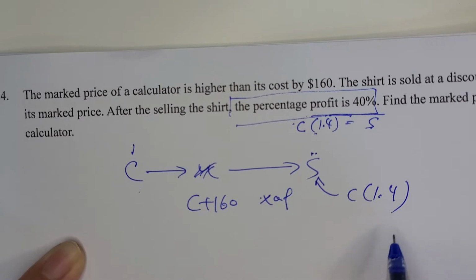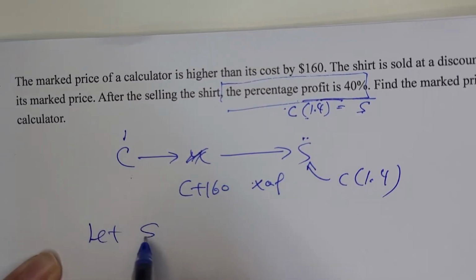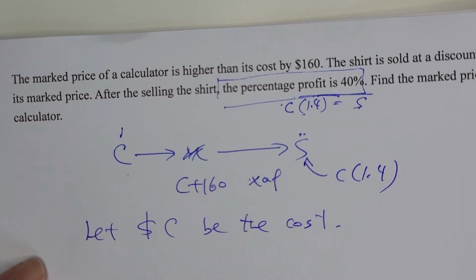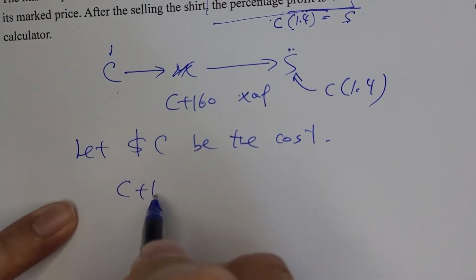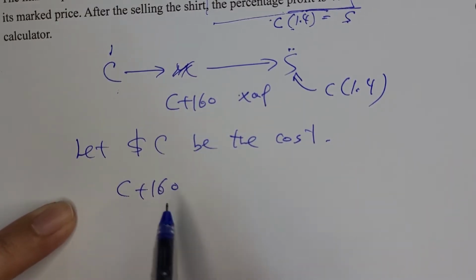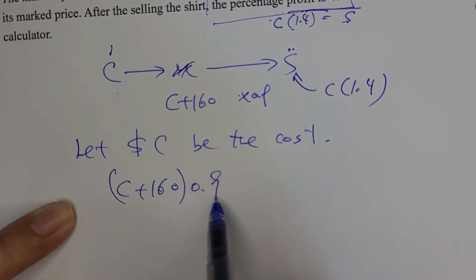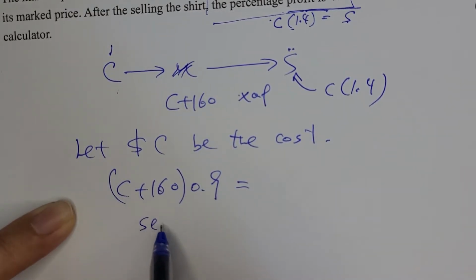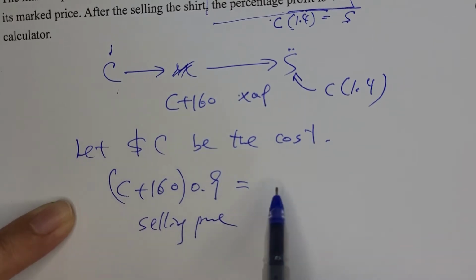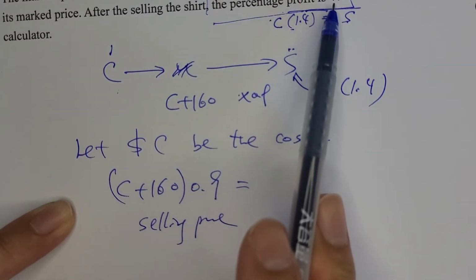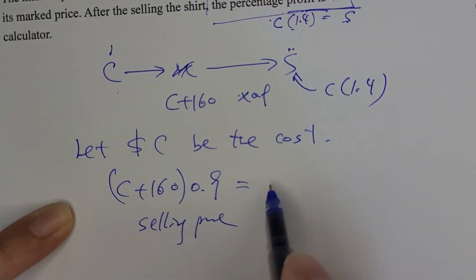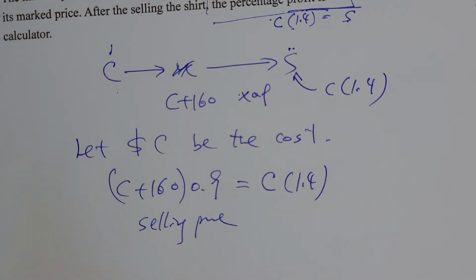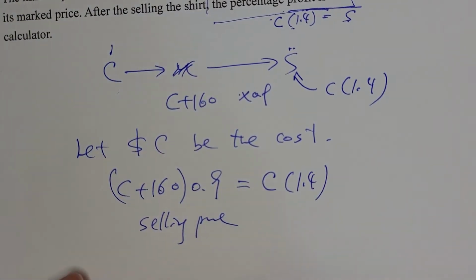So you can set up the equation now. Let C be the cost. And you realize that C plus 160, actually that's the marked price, multiplied by 0.9, that is a discount of 10%. Then originally that is the selling price, right? But the question also tells you that this is the profit percent 40%. So that means it also can be written as the cost times 1.4. So that's the way you can solve this equation.